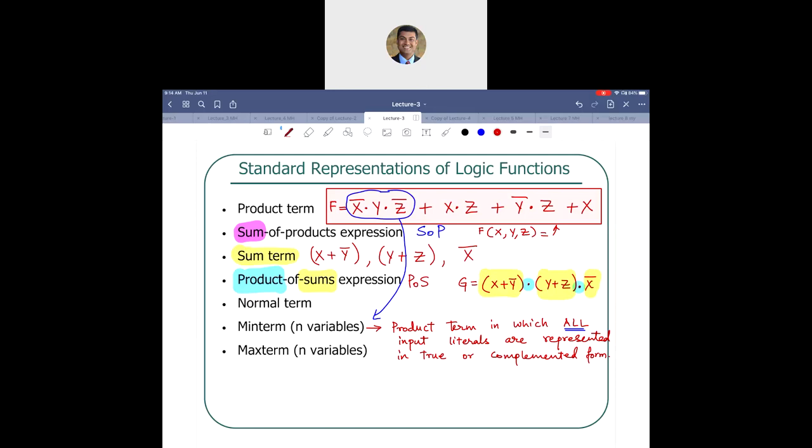Next, a max term. The definition is pretty similar. So what I'll do is copy the definition here and paste it right here for max term. And now it is going to become a sum term. That's the only difference. And that will be a max term definition.